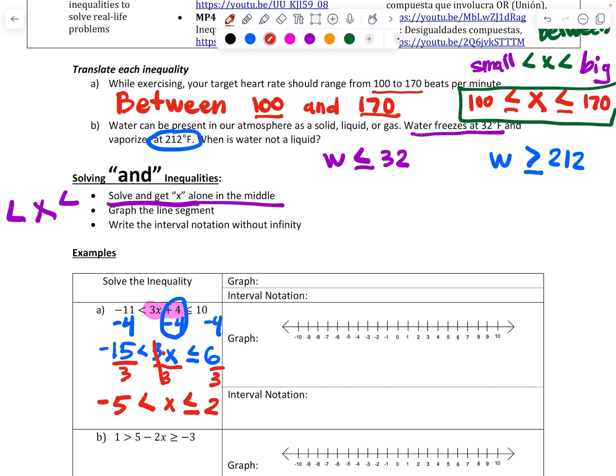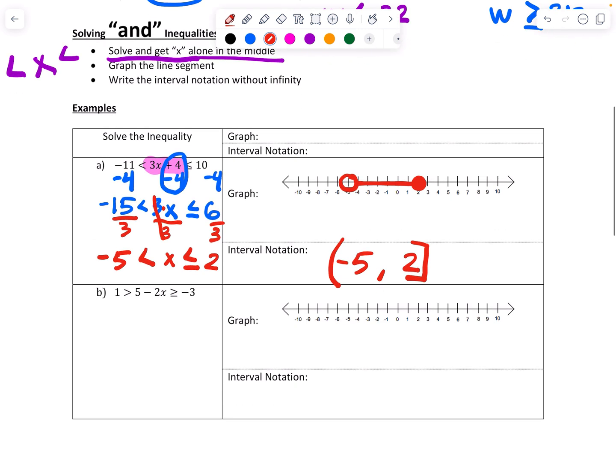So on my graph, I'm going to find negative 5, open circle, because it was just less than. And I'm going to find 2, closed circle on the 2 because it was less than or equal to, and it's everything between. So we'll just draw this segment right here. Interval notation, I start at negative 5, I stop at 2, bracket on the 2 because it was included, parenthesis on the negative 5. Next problem.